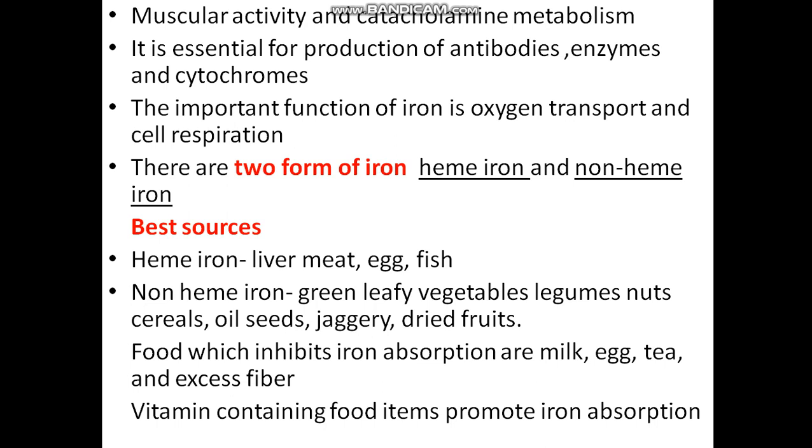The foods which inhibit iron absorption are milk, egg, tea, and excess fiber. Vitamin C containing food items promote iron absorption.